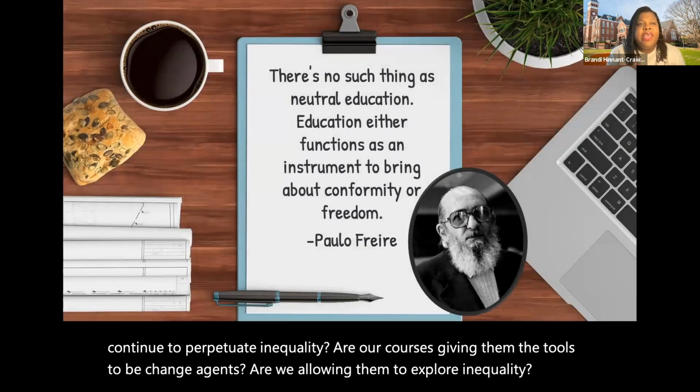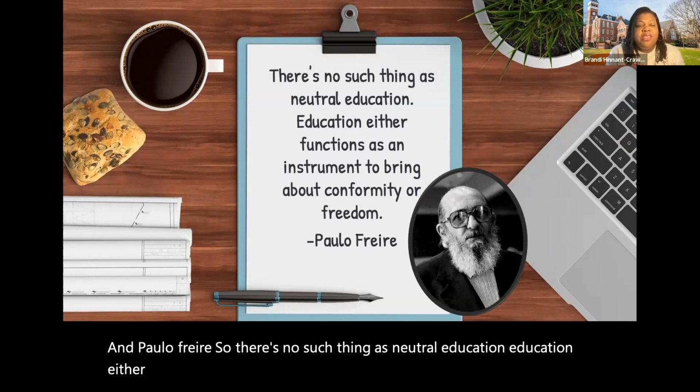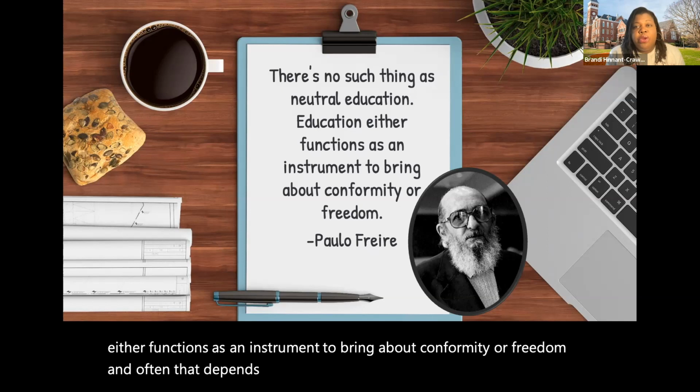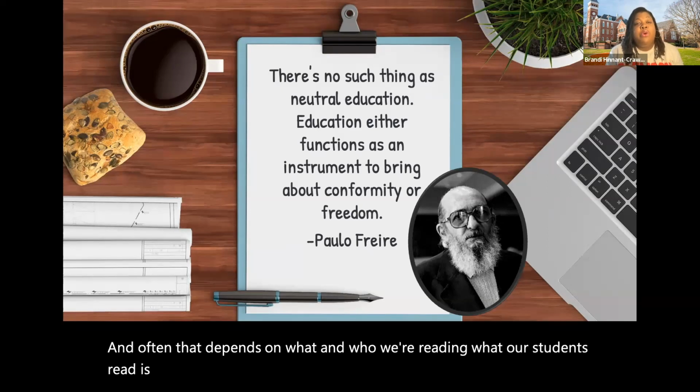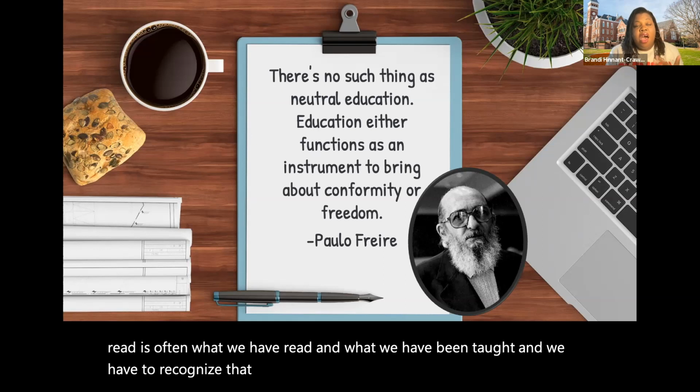And Paulo Freire said there's no such thing as neutral education. Education either functions as an instrument to bring about conformity or freedom. And often that depends on what and who we're reading. What our students read is often what we have read and what we have been taught. And we have to recognize that our academic pedigree often limits our knowledge of the field.